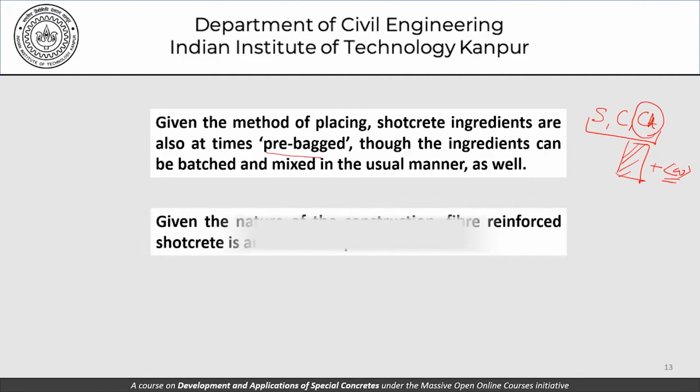And given the nature of the construction, fiber reinforced shotcrete is an excellent option because fibers can very easily be included in this pre-mixed bag and delivered to the site where it can be mixed with water being added at the nozzle if required, and going ahead with the shotcreting operations.